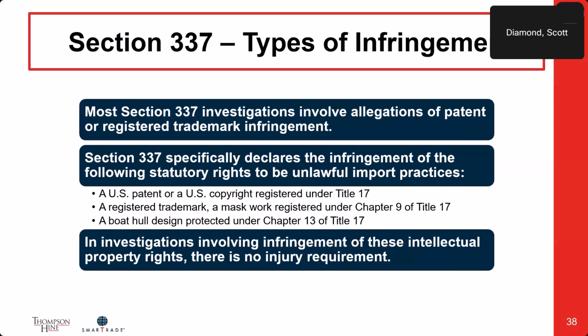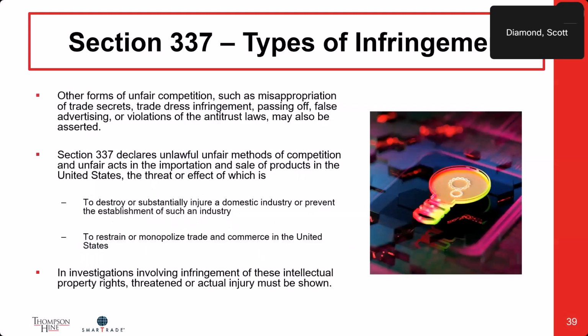District Court. Section 337 encompasses infringement of patents, copyrights, trademarks, and certain other statutorily defined intellectual property rights. It also extends generally to unfair methods of competition and unfair acts, which include trade secret misappropriation and other non-IP claims. The vast majority of 337 investigations, however, are indeed patent infringement cases. Next slide, please. And this slide shows the types of infringement.